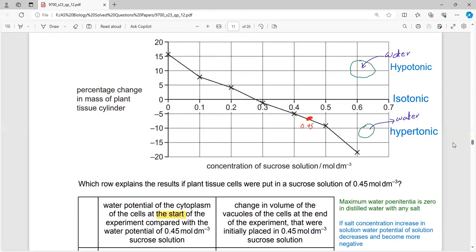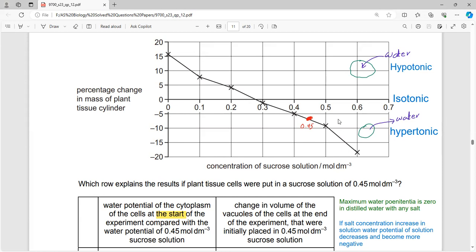Now we're going to proceed toward the question here. Which row explains the result if the plant tissue cell were put in a sucrose solution with 0.45 mole per dm cube? You can see there's a red spot I put here. This is the 0.45 condition. So this is placed in a hypertonic environment, meaning outside the concentration of the solute is more. So water moves from inside to the outside, from inside of the cell to the outside.